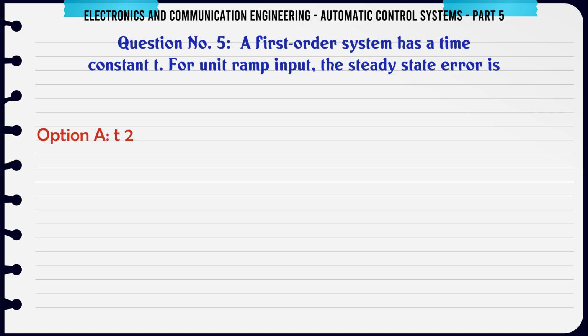A first-order system has a time constant T. For unit ramp input, the steady-state error is A. T squared, B. T, C. T, D. 1/T. The correct answer is T.